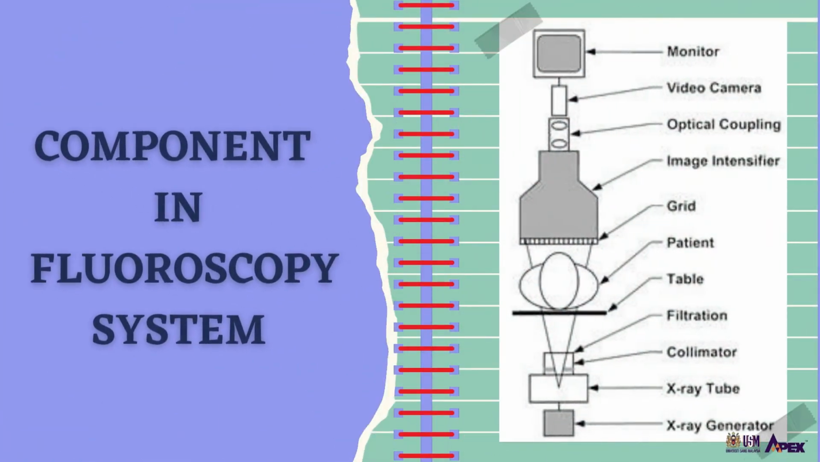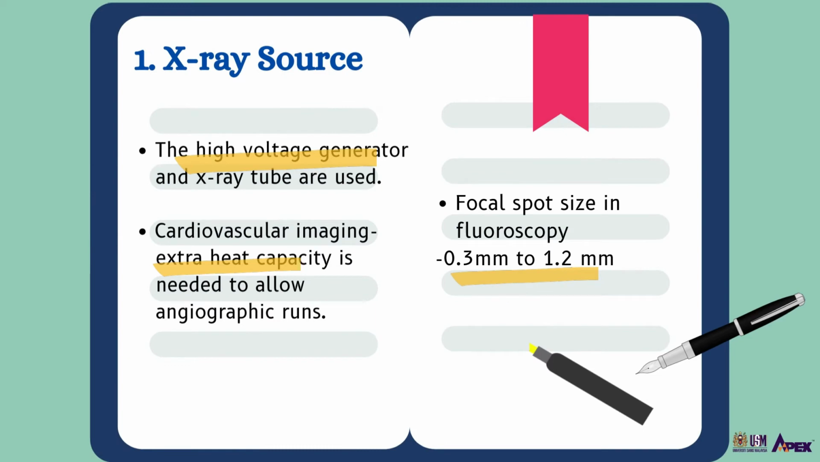So, here are the components of fluoroscopy that have their own functionalities that contribute in production of images. The first component is X-ray source. The high voltage generator and X-ray tube used in most fluoroscopy systems. For special purpose rooms such as those used for cardiovascular imaging, extra heat capacity is needed to allow angiographic runs. Focal spot sizes in fluoroscopy can be as small as 0.3 mm and as large as 1.2 mm.